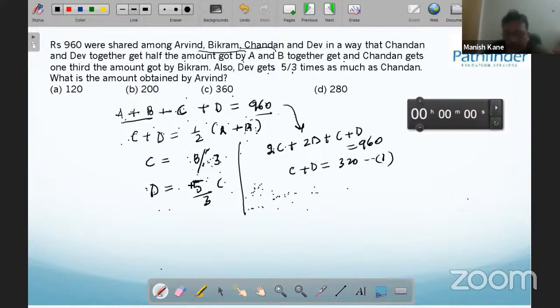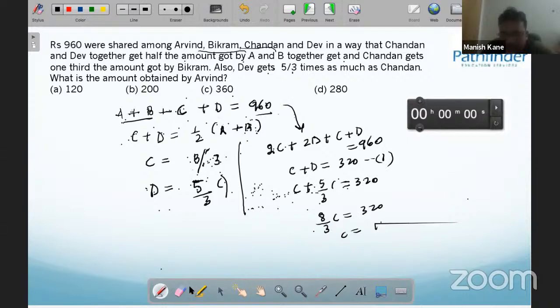And you have D is equal to 5 by 3C. If D is equal to 5 by 3C, I can write C plus 5 by 3C is equal to 320. So what do you get here? 8 by 3C is equal to 320 and C is equal to 120. If you solve this, you will get C is equal to 120.